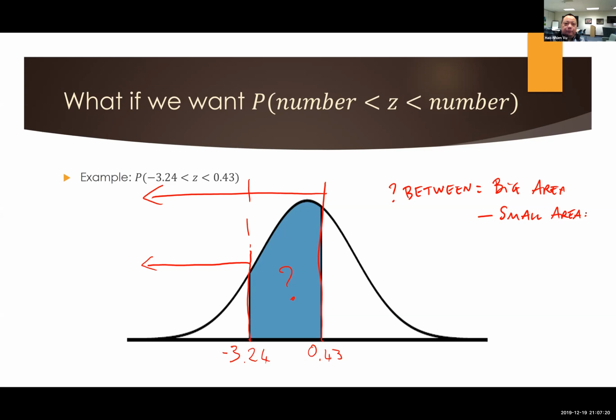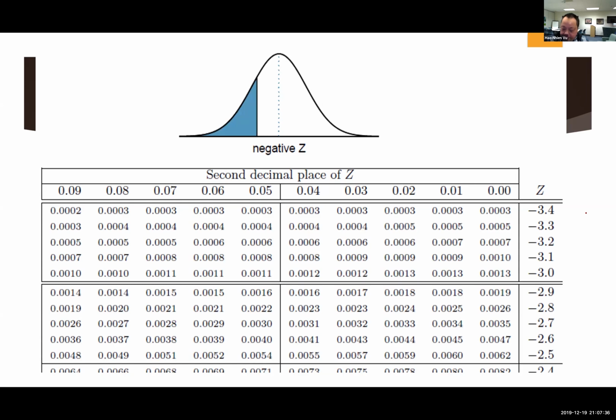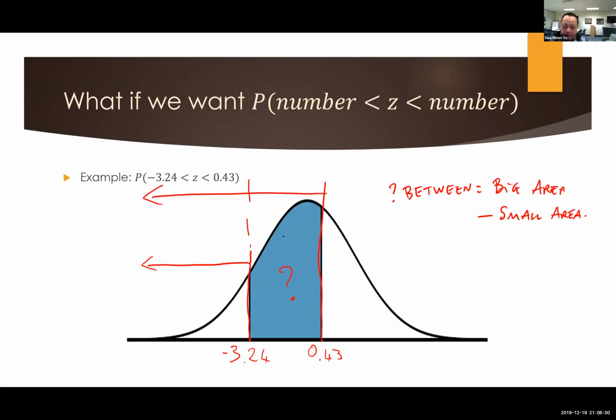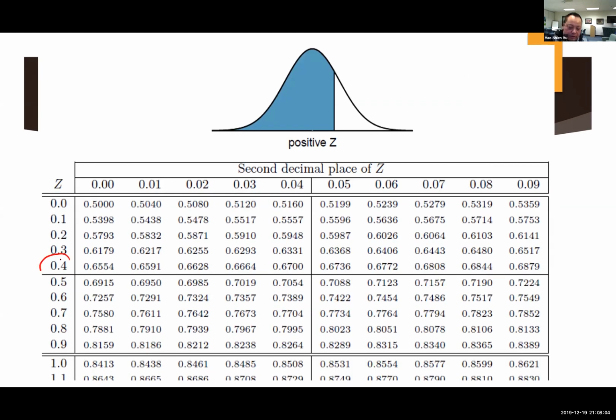So we find the area to the left of 0.43, and we find the area to the left of negative 3.24, and we subtract. So let's go. I forgot the number. Negative 3.24. So negative 3.24, and again, I break it up here. So I get negative 3.24, and that gets me 0.0006. And the other number is 0.43, and 0.4 is here. Again, 0.43, I break it up here, 0.43. I get this number.